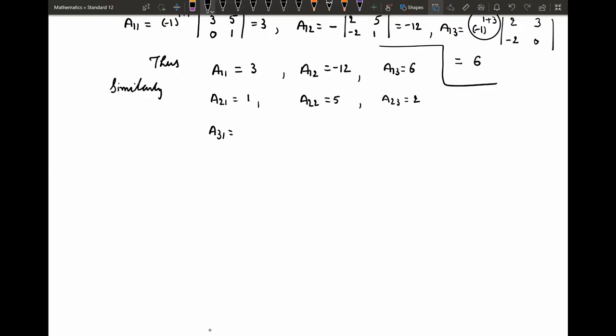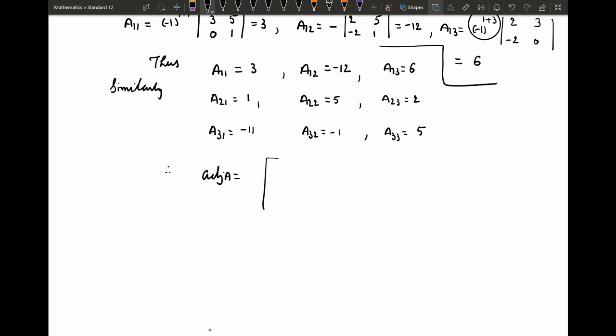Similarly when you evaluate A31 it will be minus 11, A32 it will be minus 1, and A33 when you evaluate it will be 5, and therefore the adjoint of A.